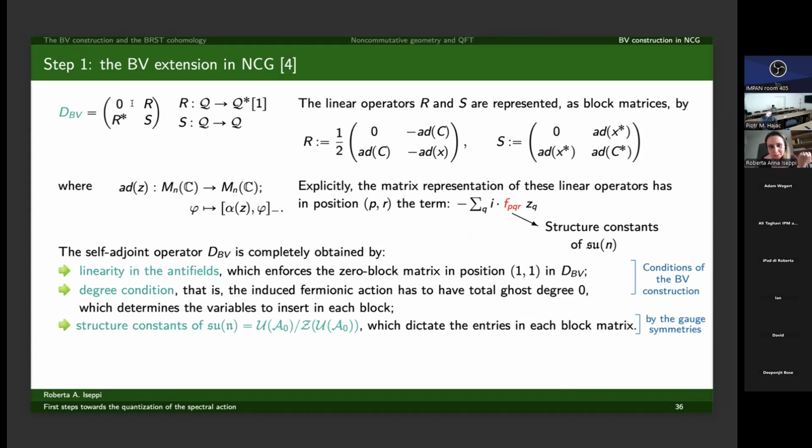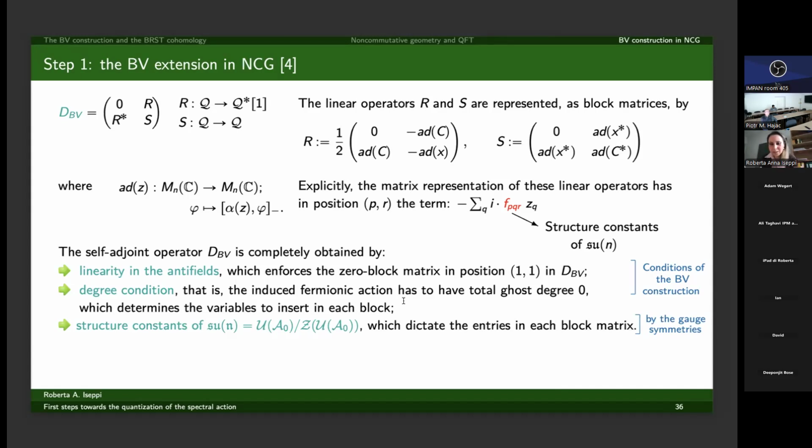For example, this fact of having this 0 at the top comes from the fact that you expect linearity in the anti-fields, and this comes from the BV construction. If you look, for example, at this block matrix R and the block matrix S, you see there is some kind of anti-diagonal condition. The anti-diagonal depends on the same field or ghost field, and this is just the degree condition. You want your extended action to have degree 0.